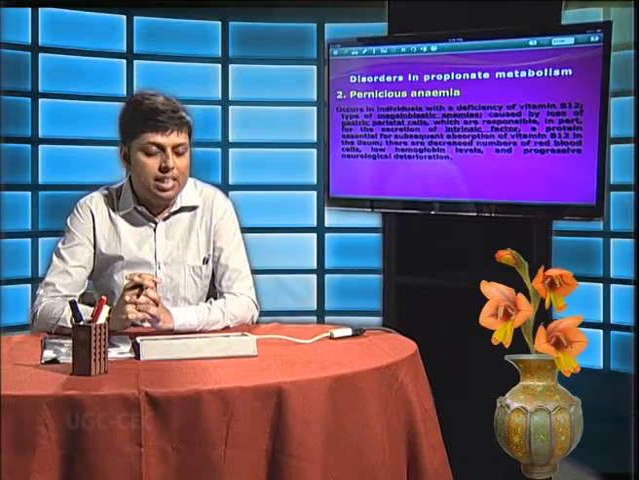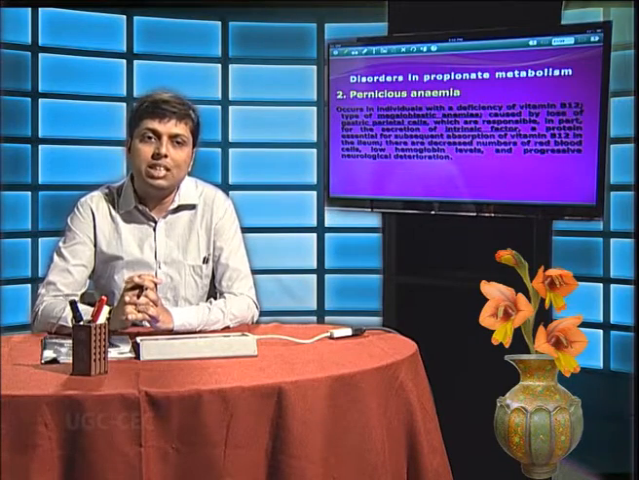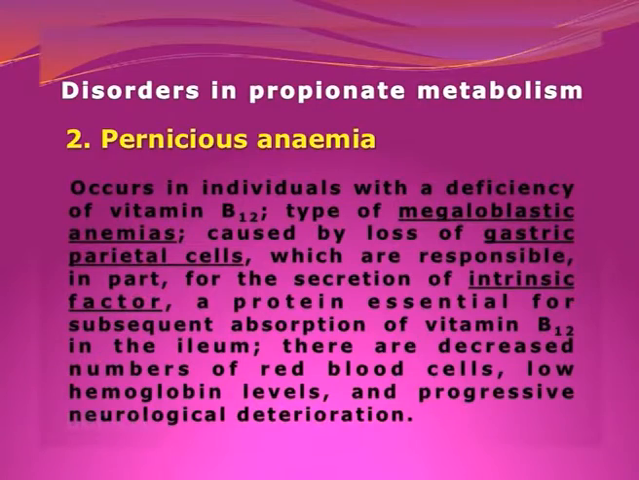Coming to the second disorder, it is better known as pernicious anemia. It belongs to the category of anemias known as megaloblastic anemias, and it happens due to a loss of the gastric parietal cells.